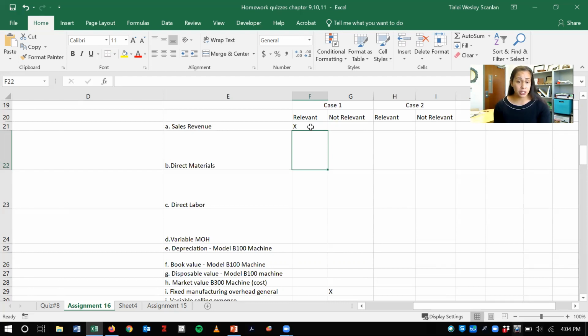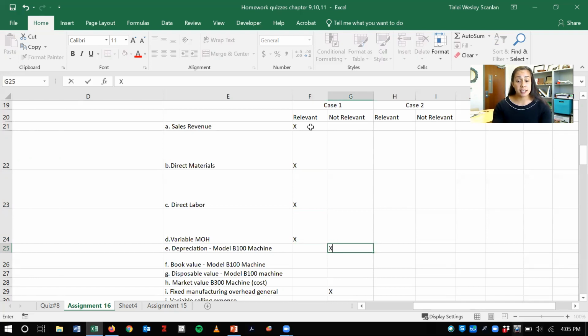If you're going to be selling more, you're going to have more cost of your product because you're going to have more products sold. And so definitely direct materials, it's a variable cost. The more you sell, the more cost you're going to have. So just thinking about it, an increase in production will also increase your cost if it's a variable cost. Direct labor is variable, relevant as we sell more. Variable manufacturing overhead, relevant. And so we're not going to sell this B100 model.